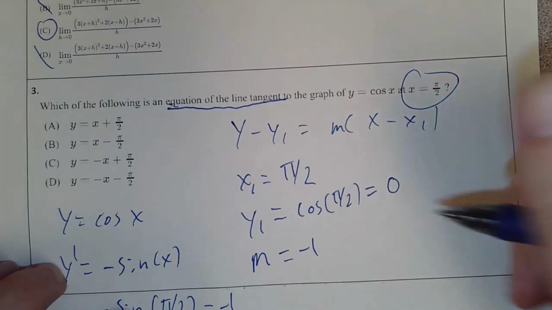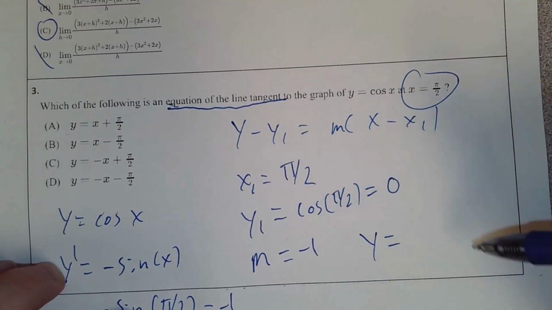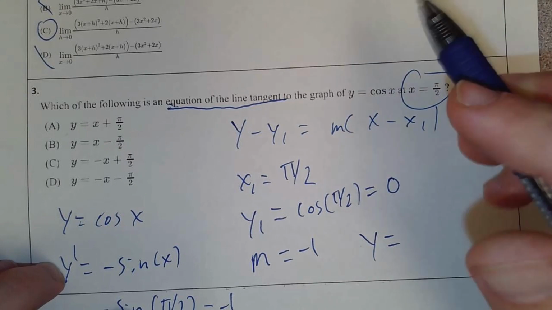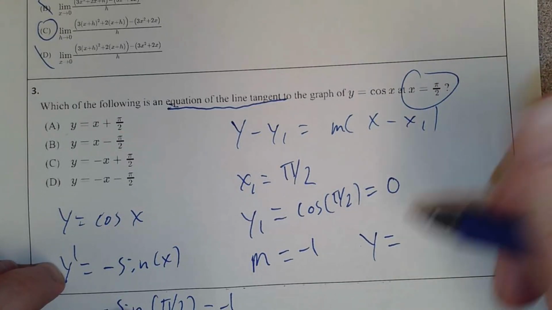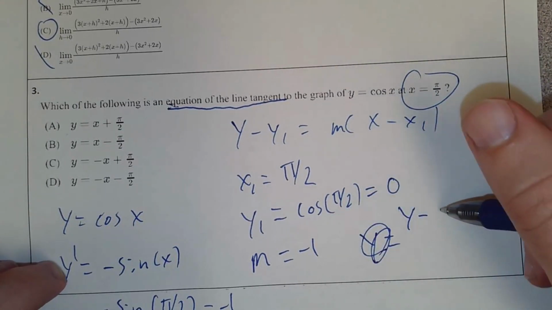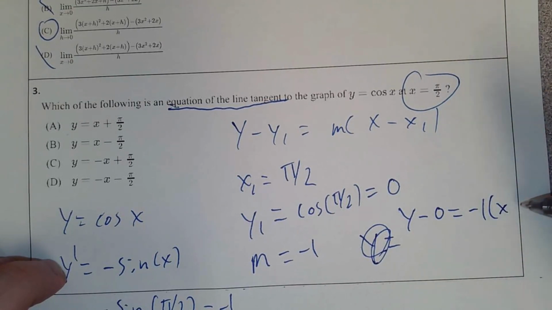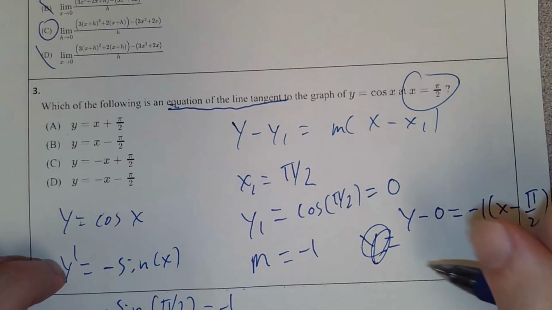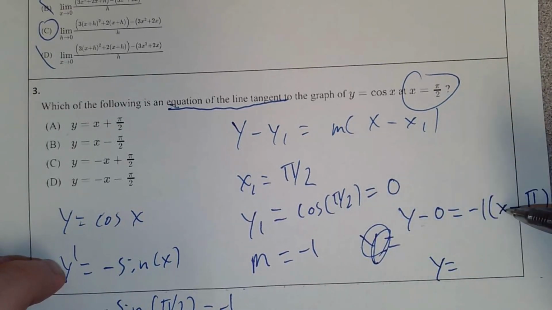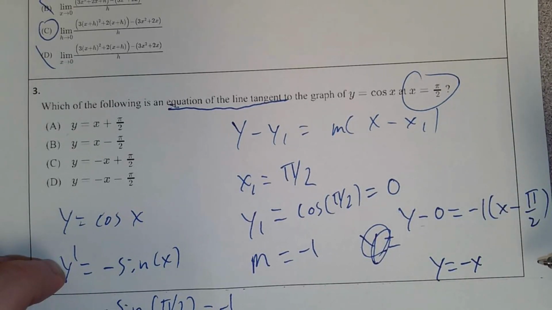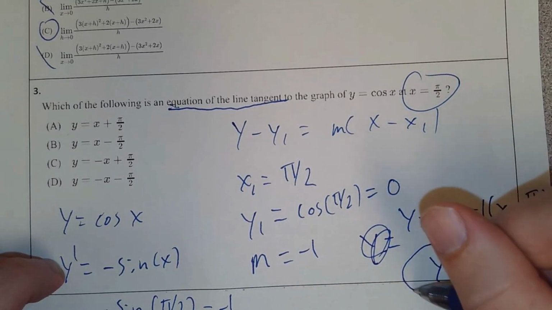So let's plug it in. We're going to get y equals, because it's y minus 0, so that just becomes y. Let me write that just so it's clear. y minus 0 equals negative 1 times (x minus pi over 2). Let's simplify that. y minus 0 is just y equals negative x, negative 1 times negative pi over 2 plus pi over 2.